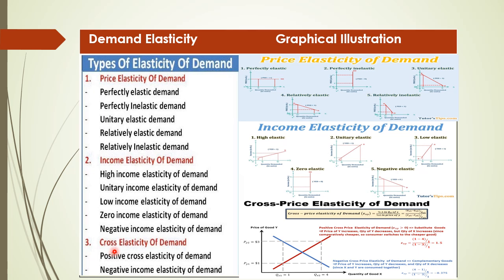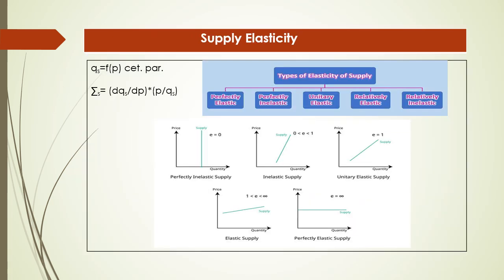Lastly, we have cross elasticity of demand. This measures how demand for one good changes when the price of another good changes. The value of cross-price elasticity is positive for substitute goods and it is negative for complementary goods. So the next topic is supply elasticity.